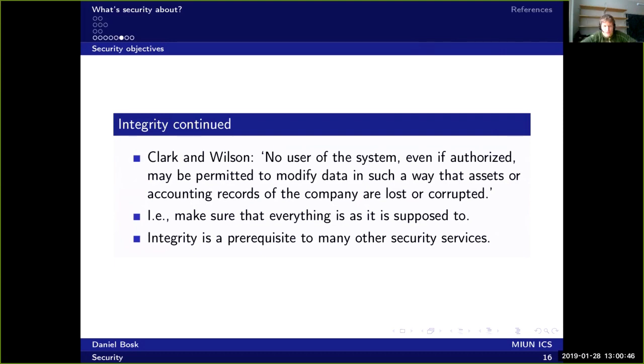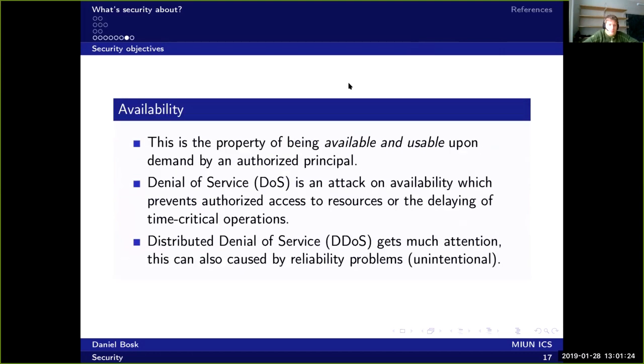It can also be permitted to modify data in such a way that assets or accounting records of the company are lost or corrupted. That is basically making sure that everything is as it's supposed to. So integrity in this form is quite difficult to achieve. But integrity in general, I mean, if we take the general sense of integrity, is usually a prerequisite for many other services. So if we want to do stuff, we usually require integrity in most cases.